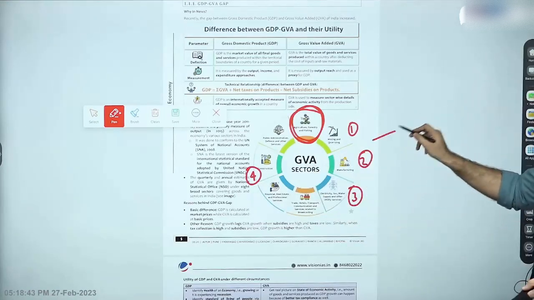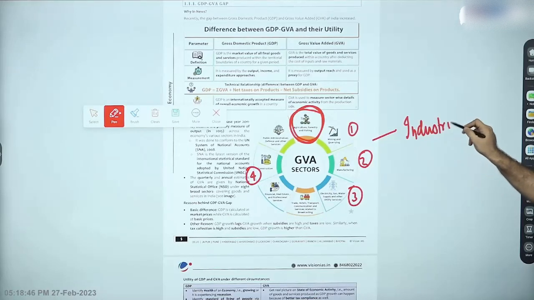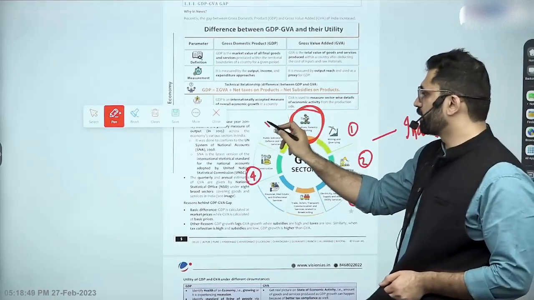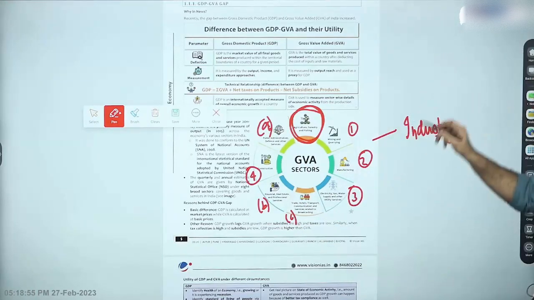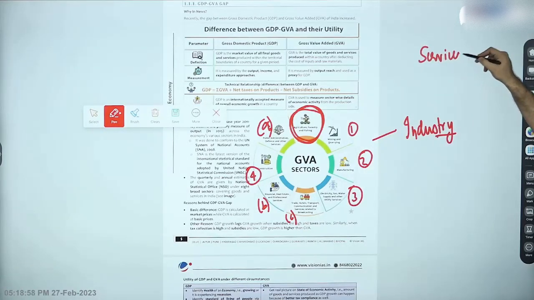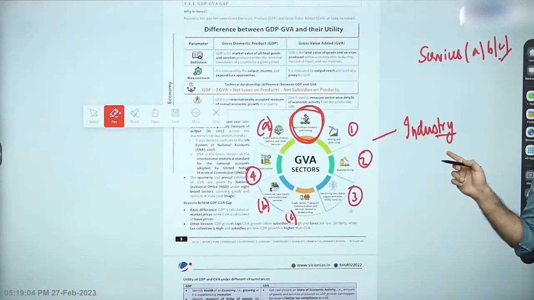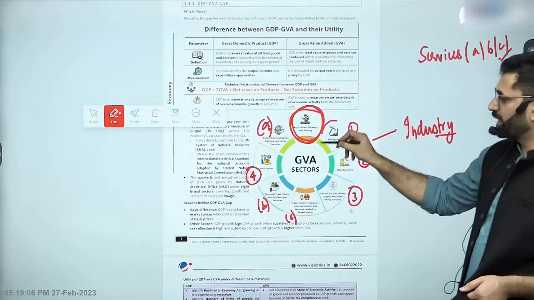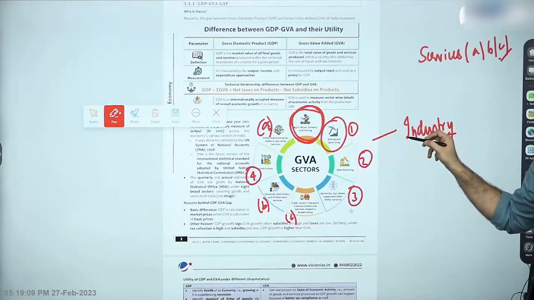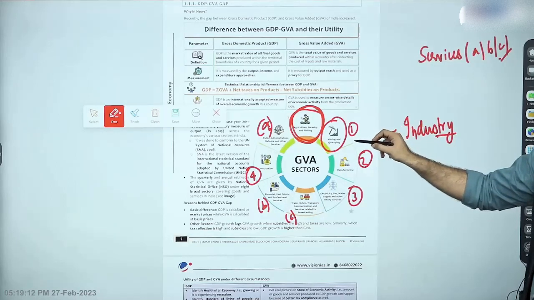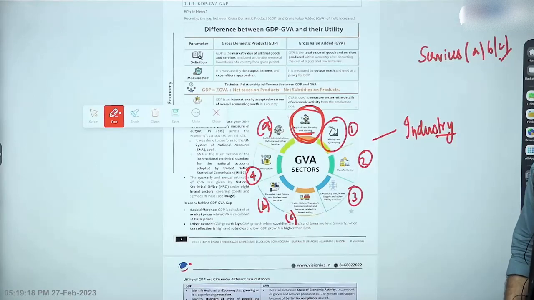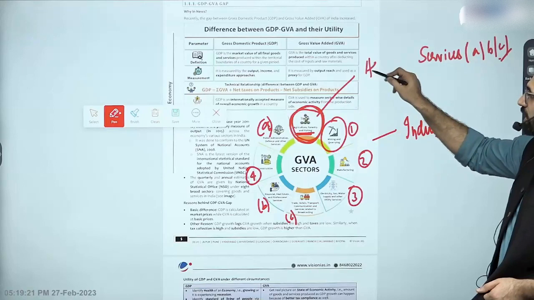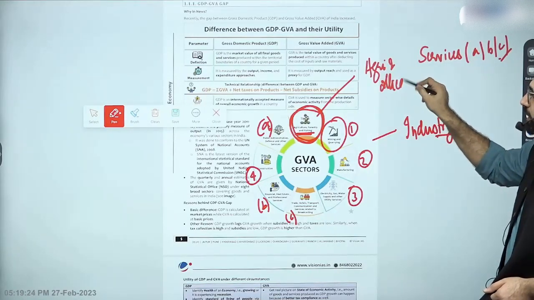These four are classified under industry. Your public administration, financial, real estate, and trade, hotels, communication. This ABC is your services sector. 1, 2, 3, 4 are your industry. Be careful, mining and quarrying is primary, but India includes it in industry. This is working on natural raw materials. Agriculture, forestry, and fishing is the agriculture sector. This is called agriculture and allied sector.